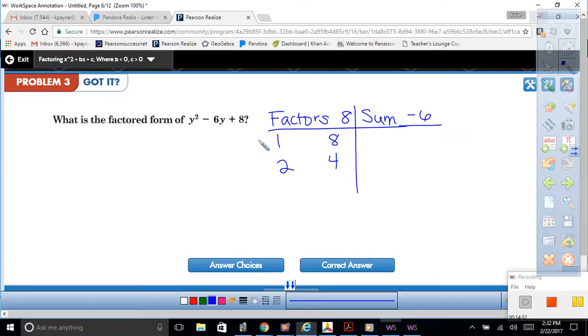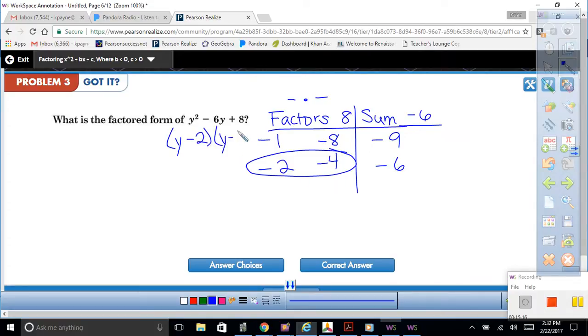But I also can't just change one of my numbers to being negative, because a negative times a positive won't give me a positive. So since my product is positive, I'm going to have to multiply a negative times a negative number to get a positive number. And I can add those negative numbers to get my negative sum. So negative 1 plus negative 8 is negative 9, not negative 6. But negative 2 plus negative 4 is negative 6, so those are my numbers. My binomials are y minus 2 times y minus 4.